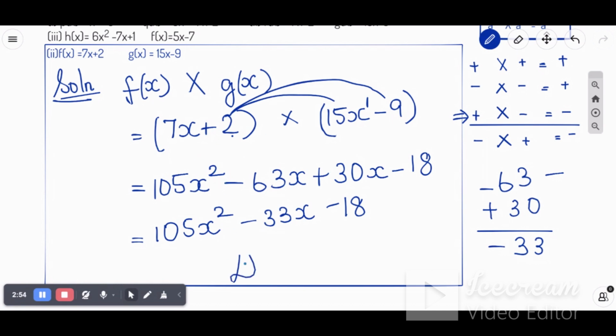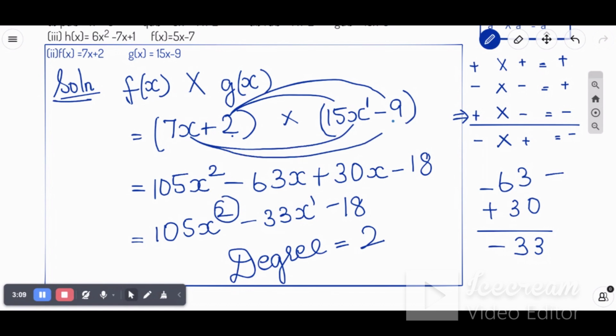Okay. So now you have to write your degree. The degree here will be 2, because the highest degree here is 2. Here you have got only 1. So do this multiplication carefully. First term with all the terms in the second polynomial, and the second term with all the terms in the second polynomial, and follow this also: two signs are same means put plus, different means put minus. Okay. So with this, let us move on to the next question.